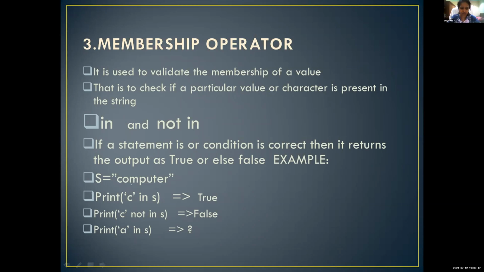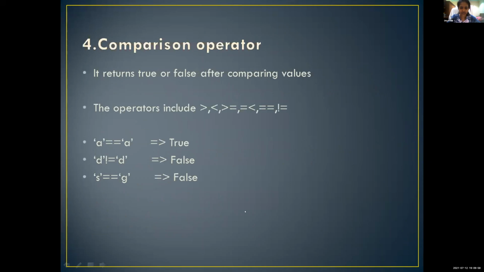Here the string is computer. Now we use the in operator, print C in S. That is for checking whether C is present in the string S. So you can see the character C is present in S, so it returns the output as true. Now if we check print C not in S, it's asking whether C is not present in S. So this is not correct, so it prints false. The condition is false here, so it prints false. Now print A in S. Whether A is present in the word computer, no. So it prints false.